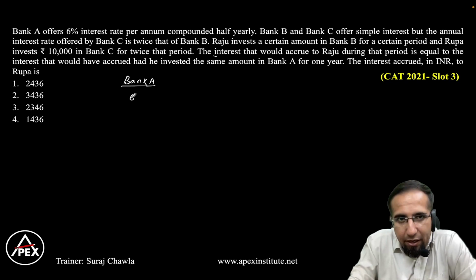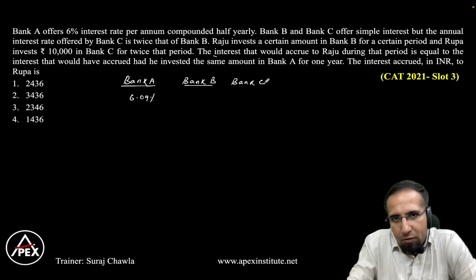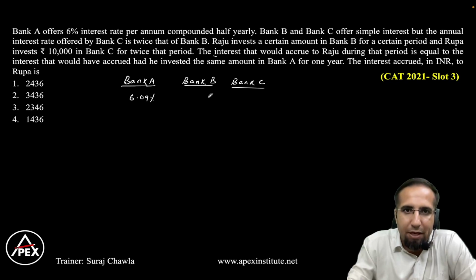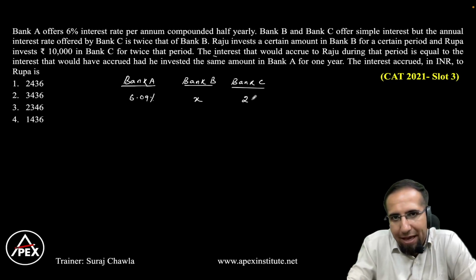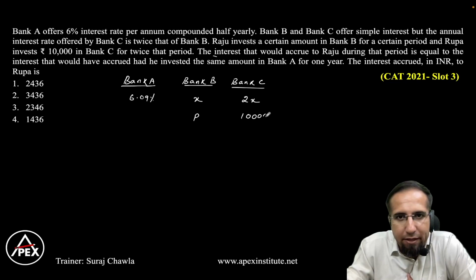So Bank A gives me 6.09 percentage yearly. We have Bank B and we have Bank C. And Bank C is twice of Bank B. So if Bank B is X, then Bank C is equal to 2X. Raju invests a certain amount in Bank B for a certain period, and Rupa invests a certain amount. I do not know what is the principal invested. And Rupa invests 10,000 in Bank C for twice the time period. So if this is T, this becomes 2T.